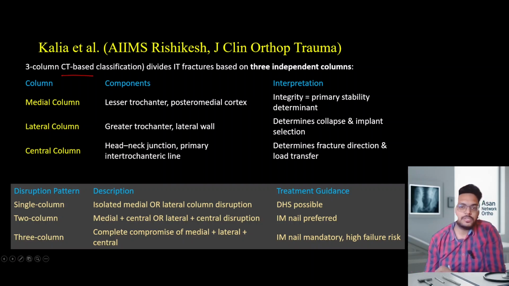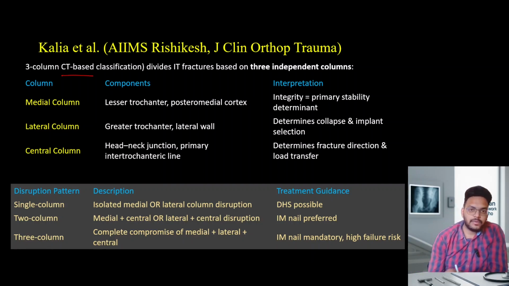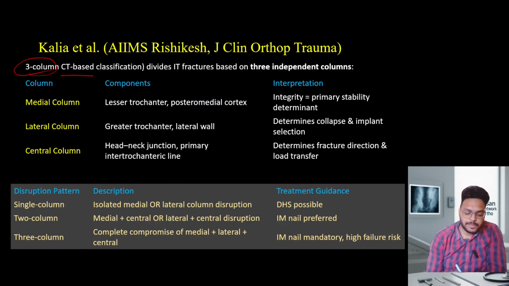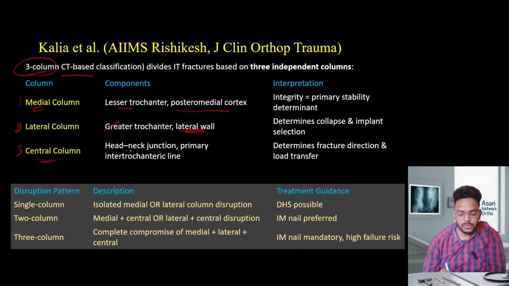Classification, which is based on CT imaging. He divides the intertrochanteric region into three columns: first the medial column, second the lateral column, and the central column. The medial column consists of the lesser trochanter and the posteromedial cortex. The lateral column includes the greater trochanter and the lateral wall. And the central column includes the head neck junction and the primary intertrochanteric lines.